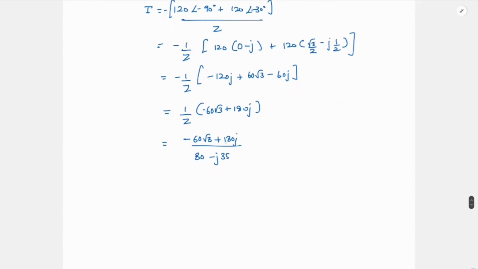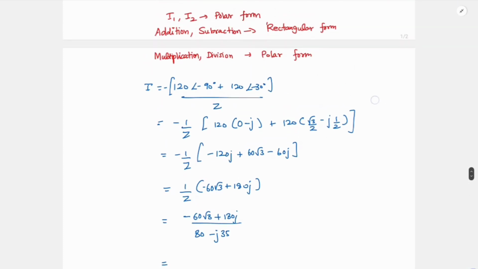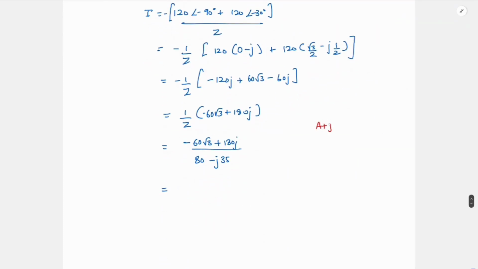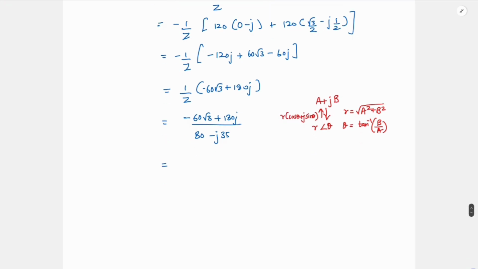So now what we have to perform? We have to perform a division. So then it is easier in the polar form. So let us convert this into polar form. So this conversion again I will tell you here also. So if you have A plus JB, then to go to polar form, your R angle theta, your R will be nothing but root of A square plus B square, and your theta is nothing but tan inverse of B by A. Similarly, the other way, to go from here to here, it is just R into cos theta plus J sin theta. Okay, now we have to go the other way.